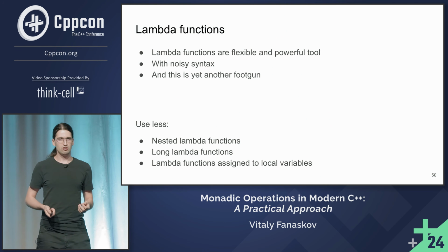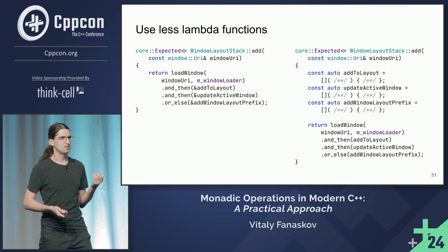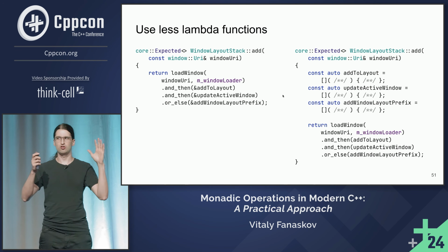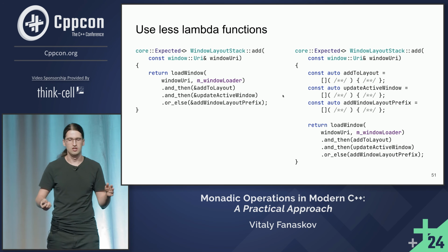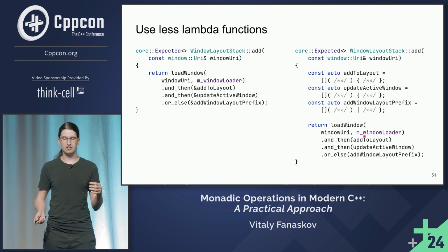And the last bullet here, and I have an example. Use fewer lambda functions that are assigned to local variables. On the left for me, right for you side, I guess, here is the code written in the style where all the functions we are using are pointers to free functions somewhere on top in the anonymous namespace and whatnot. On the other side, we have pretty much the same example, but all of this stuff are lambda functions, and they're assigned to local variables and then reused here.